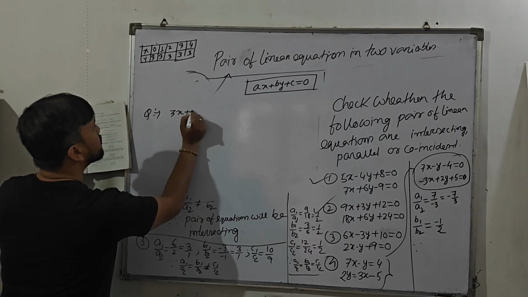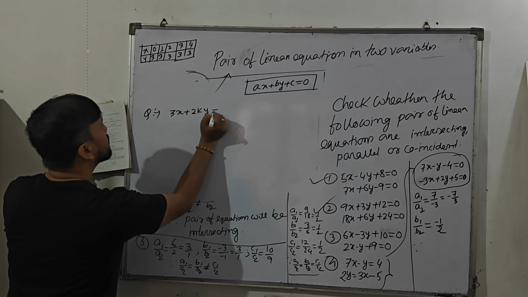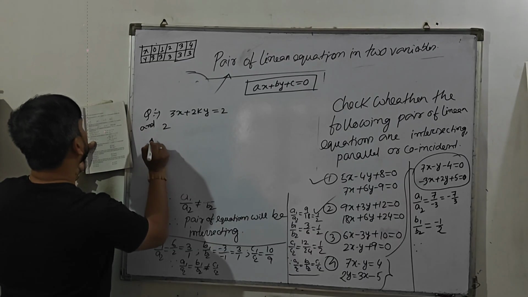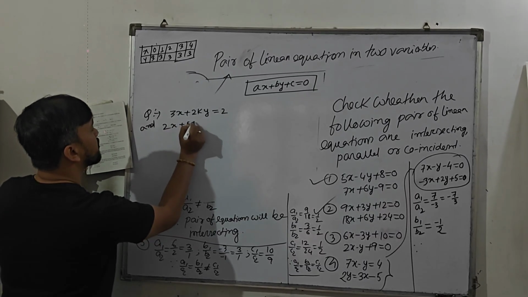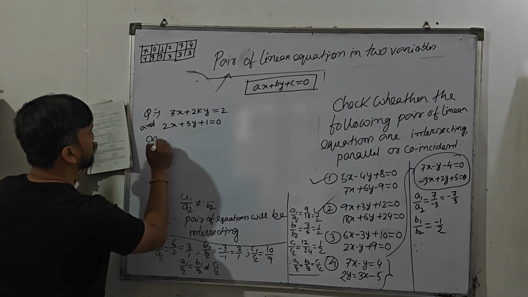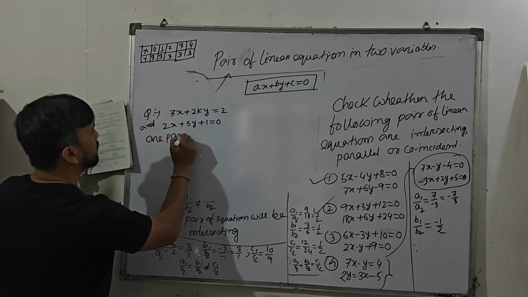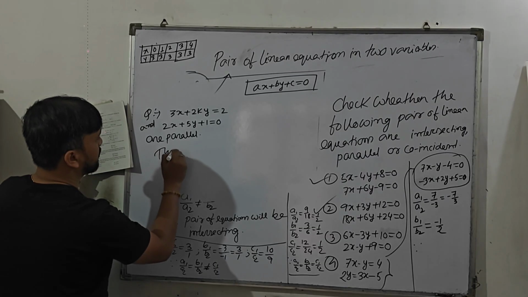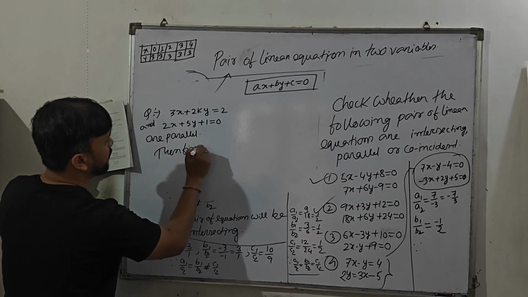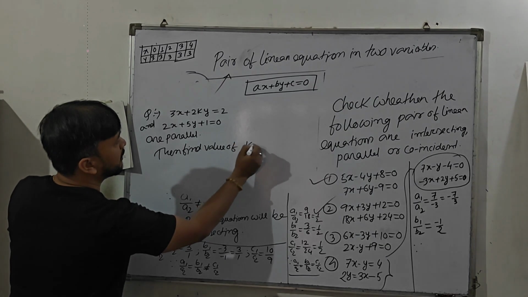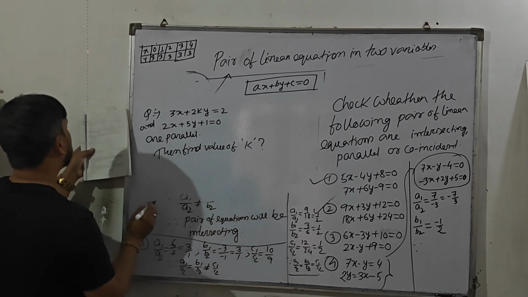x plus 2ay is equal to 2 and 2x plus 5y plus 1 is equal to 0 are parallel. Then find the value of a.